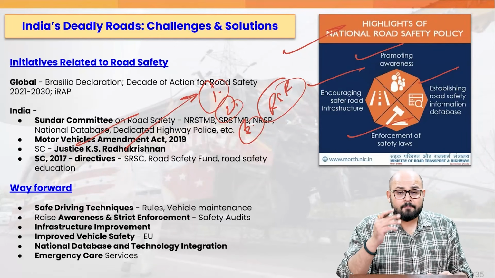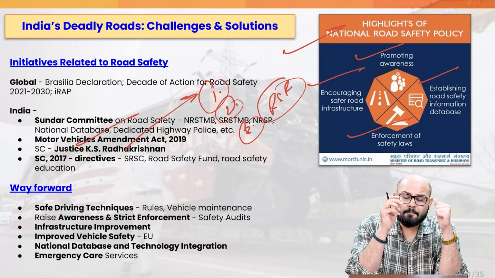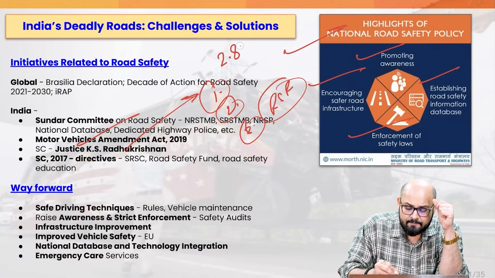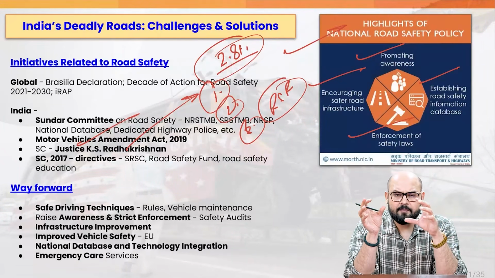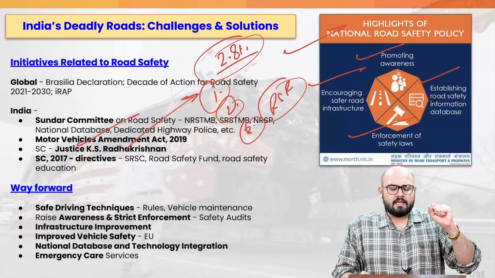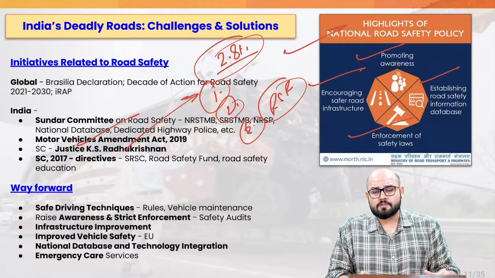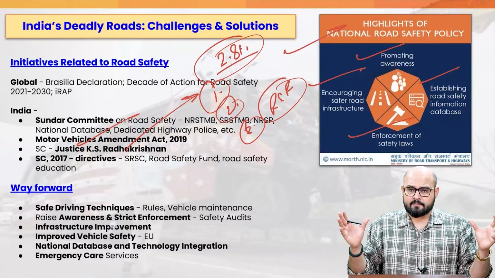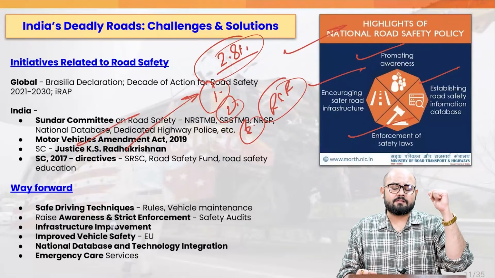Then we had the Supreme Court coming up with a particular committee under the chairmanship of Justice K.S. Radhakrishnan, which primarily deals with the drink and drive aspect. Almost 2.8% of people who die in road accidents are under the influence of some form of substance or alcohol. If a person is under the influence of substance abuse or alcohol, it retards the ability of the person to coordinate. It retards the judgment ability of the person, and this increases the chances of crashes.